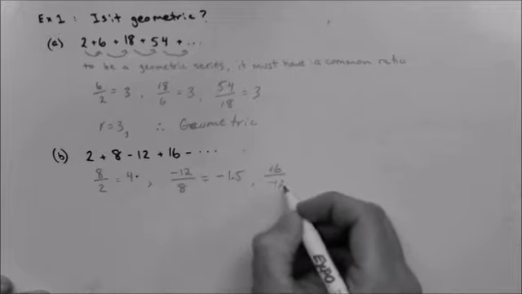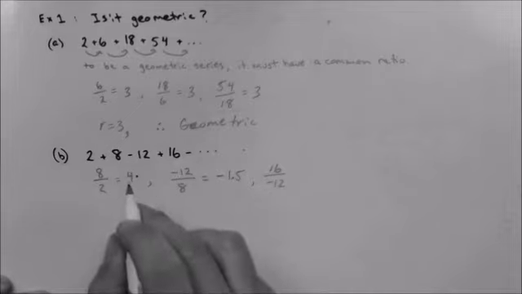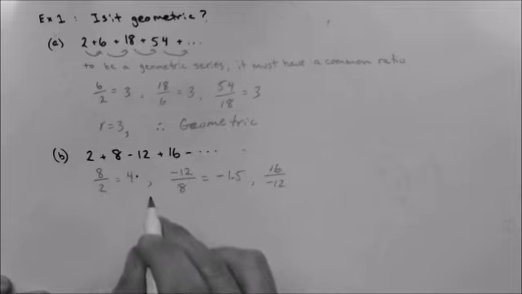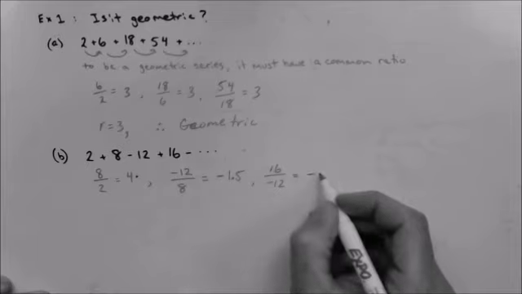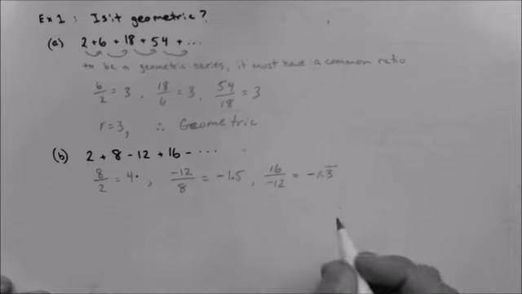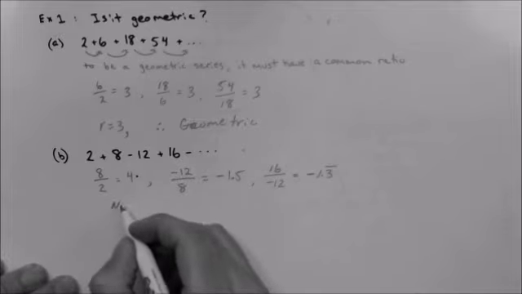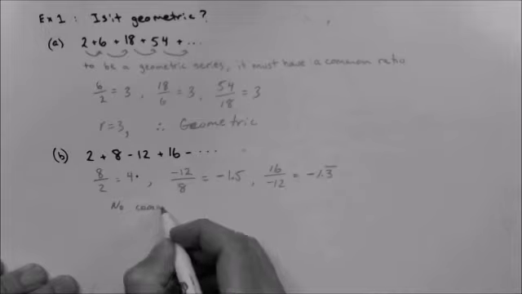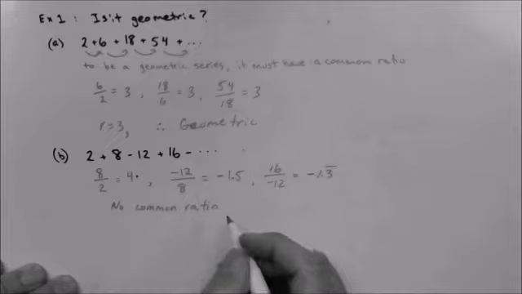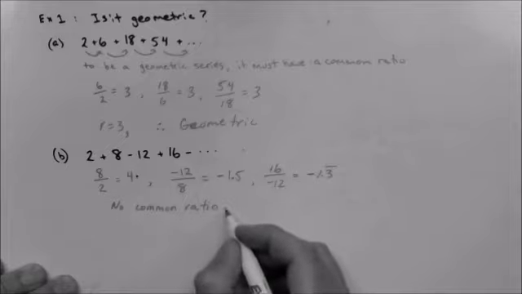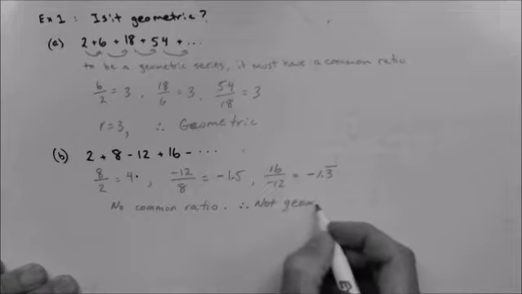16 over negative 12. Sorry, negative 16. Nope, typo in the book. 16 divided by negative 12 is going to be negative 1.3 with a repeating decimal. No common ratio. Okay. The ratio of consecutive terms is not constant, no common ratio, therefore not geometric.